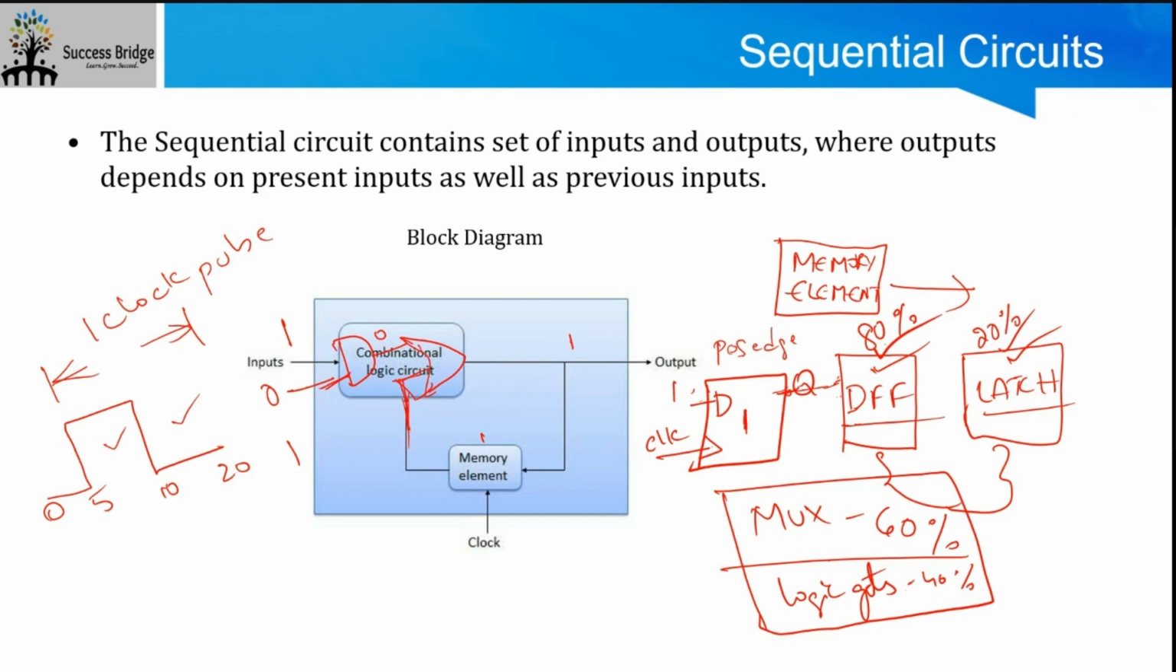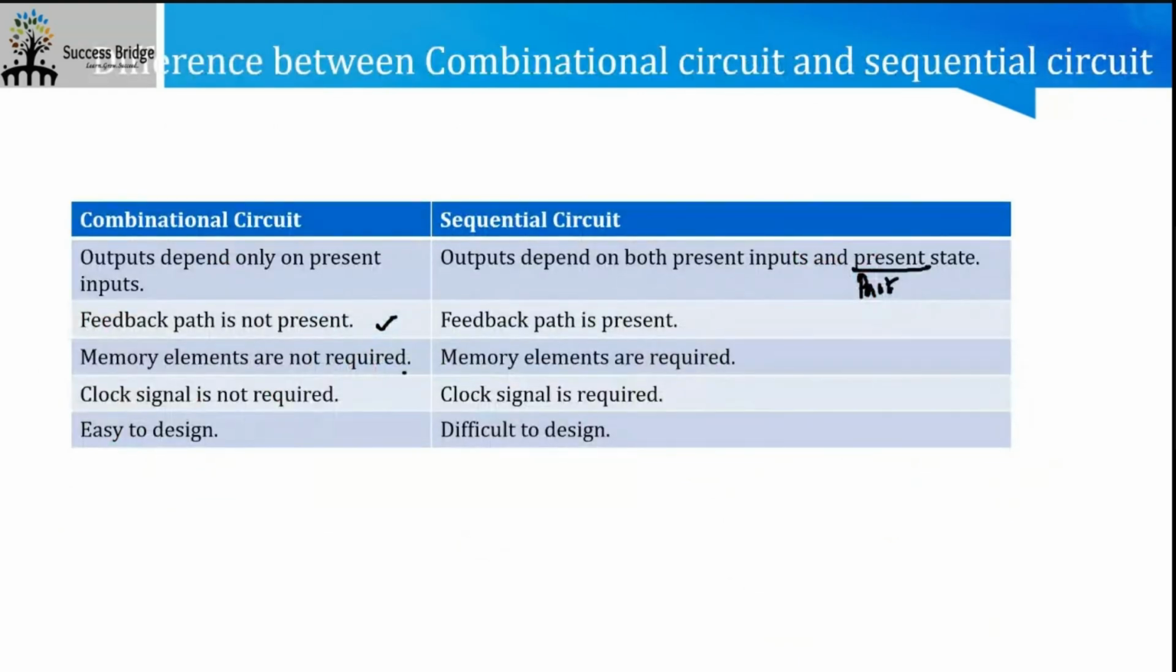So when you have a memory element in a circuit, that is called a sequential circuit. If you don't have any memory elements in the circuit, that is a purely combinational circuit. As simple as that. The combinational circuit output depends only on present inputs because it doesn't have any memory elements to store. A sequential circuit depends on both present input and present state. Present state comes when you have a memory element, so the sequential circuit always depends on the memory element value and which state it is in.